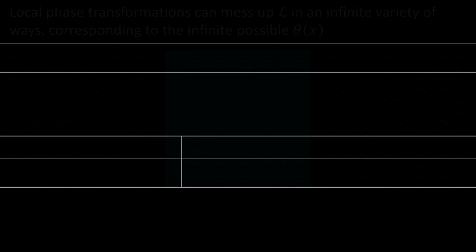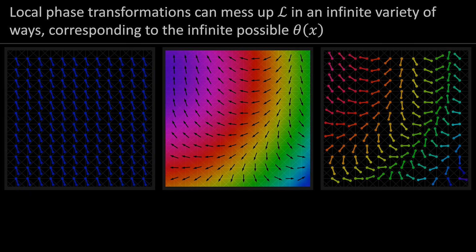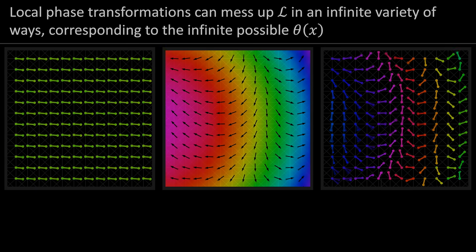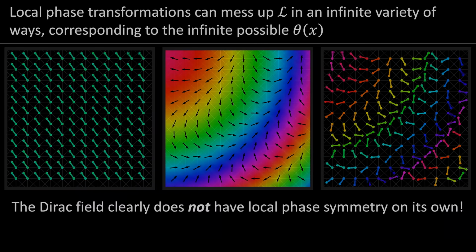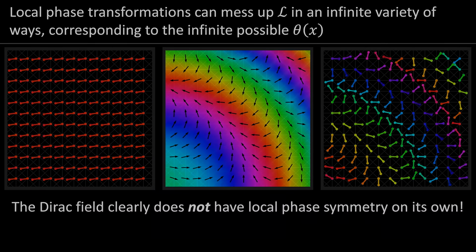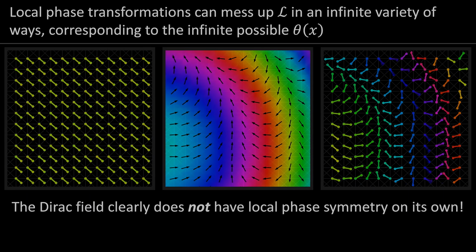So, what exactly is the problem that we're trying to solve? Well, we want the Dirac field to have local phase symmetry, but based on what we just saw, we can say confidently that the Dirac field does not have local phase symmetry on its own. Wait, on its own. The Dirac field does not have local phase symmetry on its own.